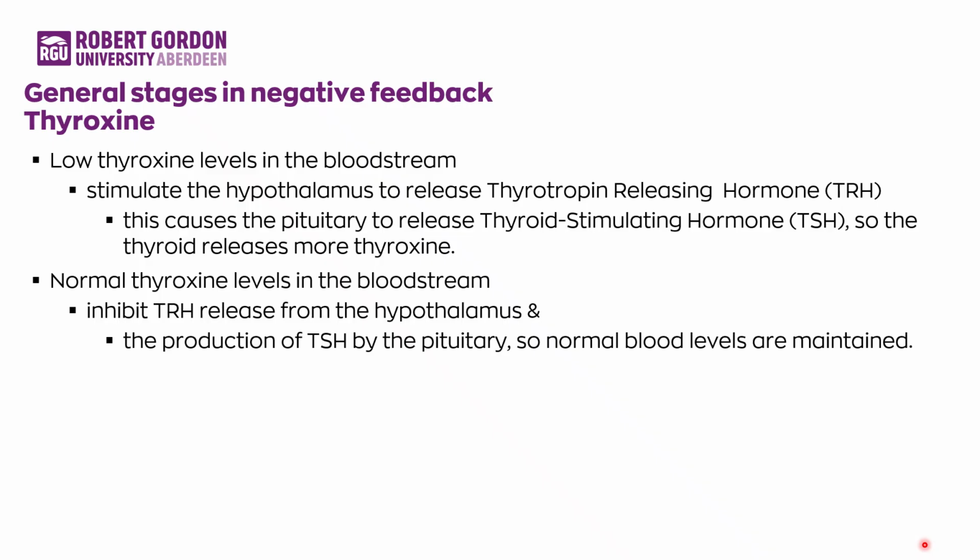The TRH is then inhibited from its release by the hypothalamus, and the production of TSH by the pituitary is also inhibited. So normal blood levels are maintained. When thyroxine levels return to normal, they suppress both TRH and TSH, preventing overproduction. It is an elegant, automatic, and essential process for keeping metabolism stable.